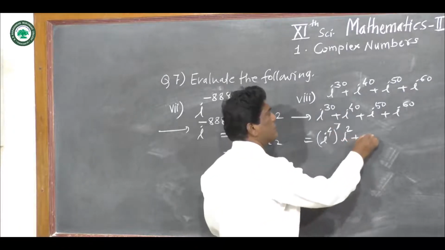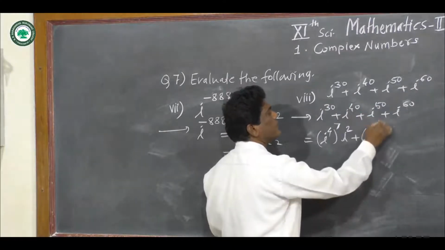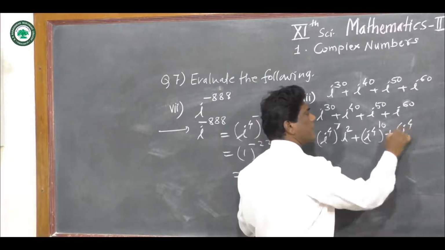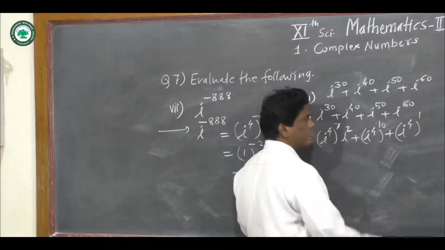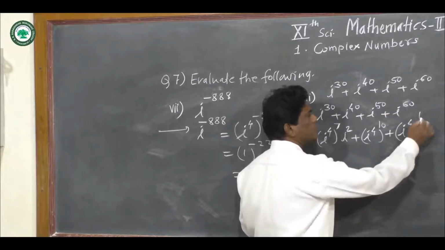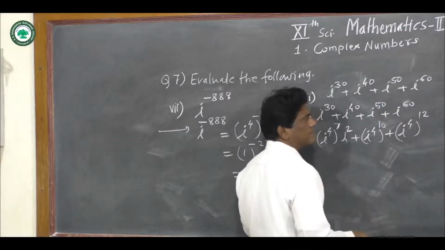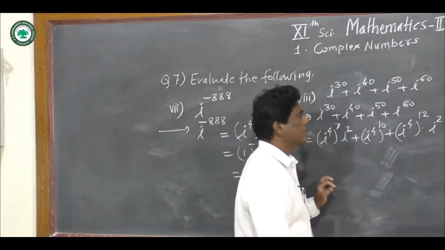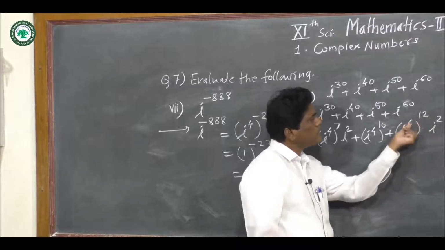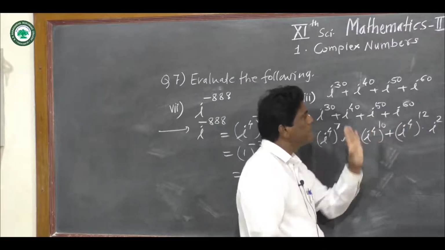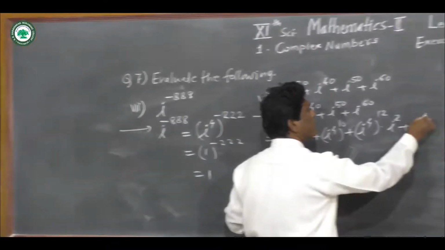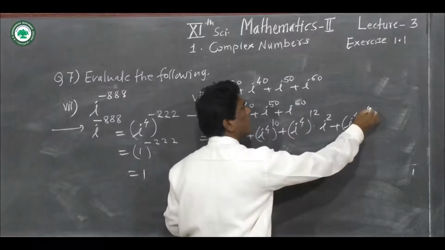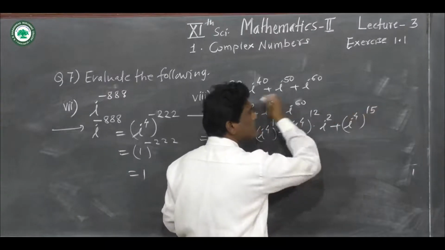Now here plus i to the power 4, and we know that 4 tens are 40. Plus here i to the power 4, and here 4 ones are 4, then 1 and 10. 4 twos are 8 and plus 2 is 10. So i square. 2 is the remainder. See here, 12 4s are 48 and plus 2, that is 50. So here i to the power 4, and 4 ones are 4, here 2 and 0, 4 5s are 20, 15 4s are 60.